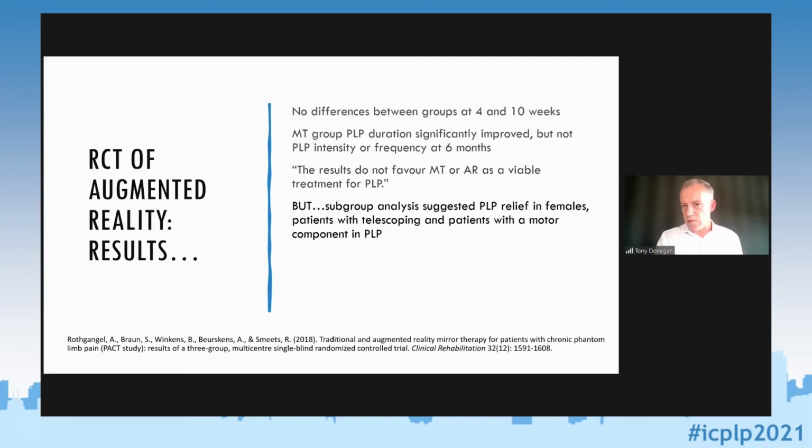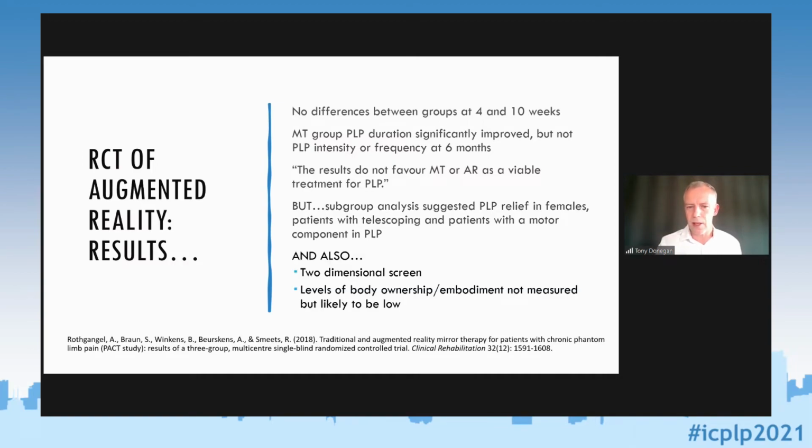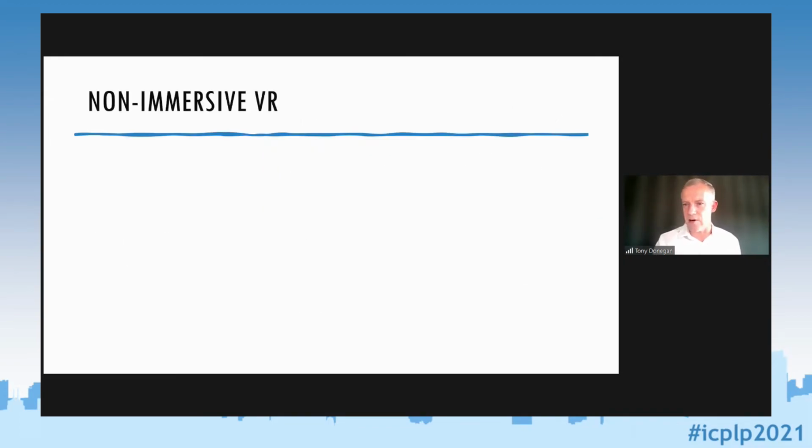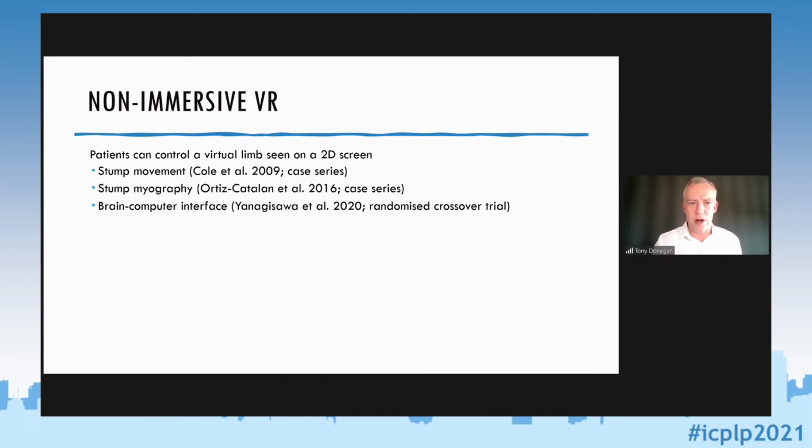The authors did identify some subgroups that may have responded better: females, patients with telescoping, which again is unusual and contrasts the FOEL study that Justyna mentioned, and patients with a motor component to their phantom limb. So no RCTs and no good systematic review evidence. So we have to come further down the evidence pyramid, to case series. Now, if we look first at non-immersive VR studies, this is where patients can control a virtual limb seen on a 2-dimensional screen.